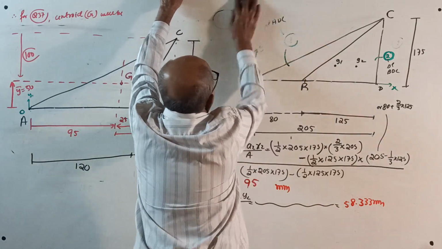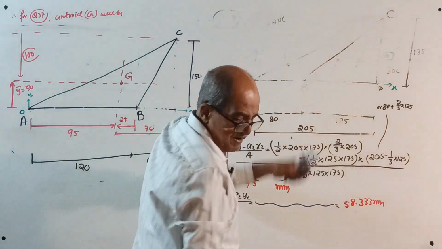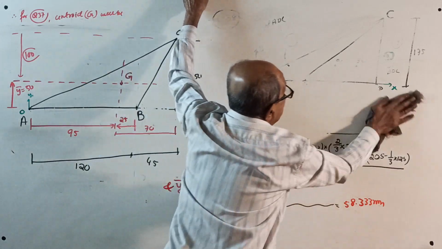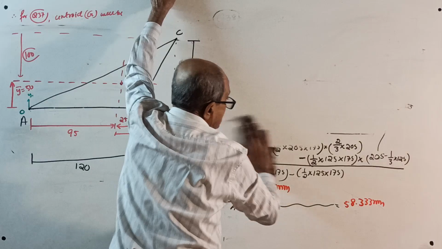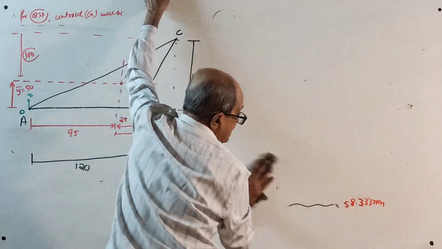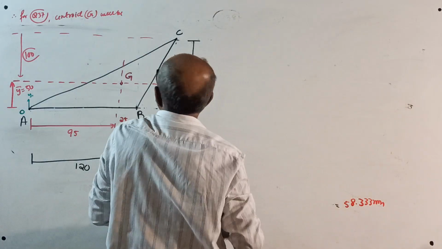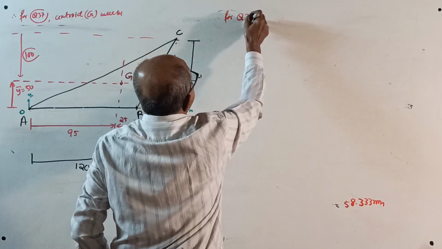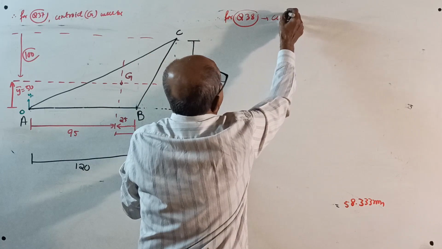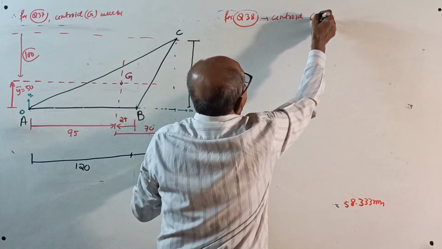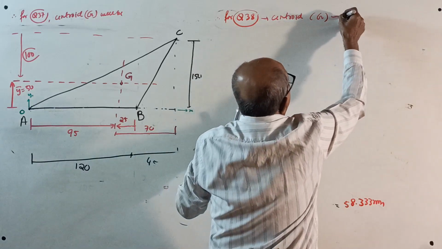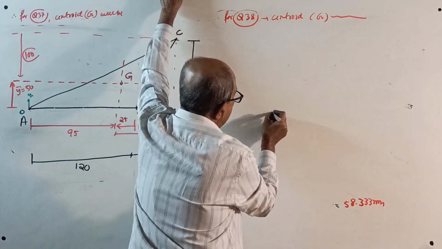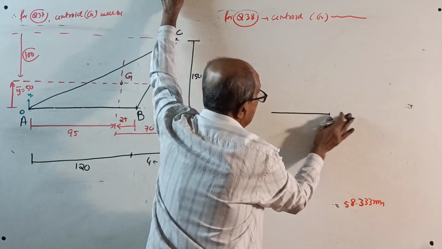Therefore, final answer. See now. The final answer or presentation will be how much? 95 you got? Yes, 95. Therefore, for the triangle shown in question 38, centroid G will be as shown below. How much is 80? Somewhere here. 80, 125 is there. Okay.